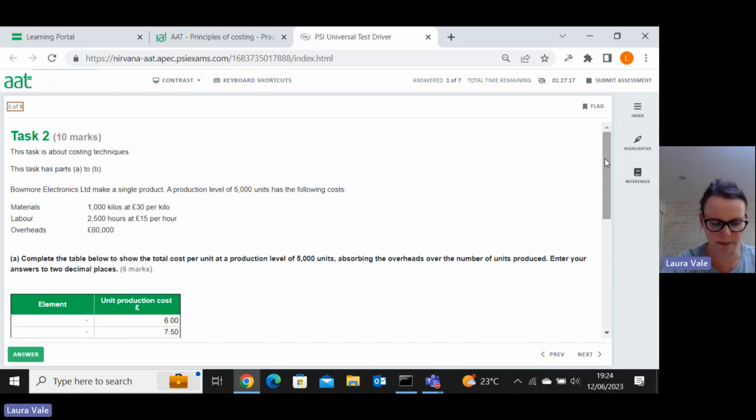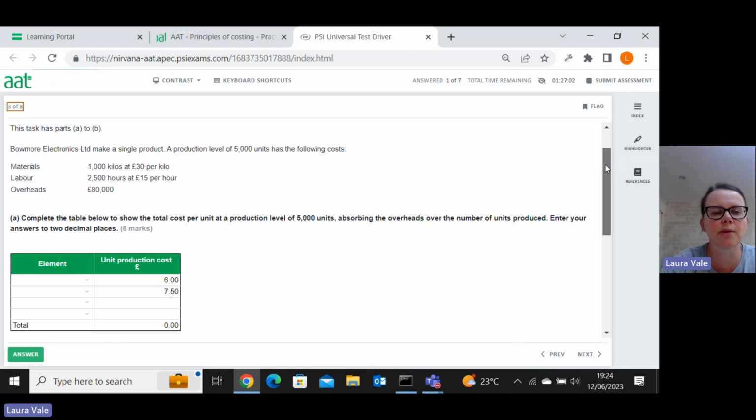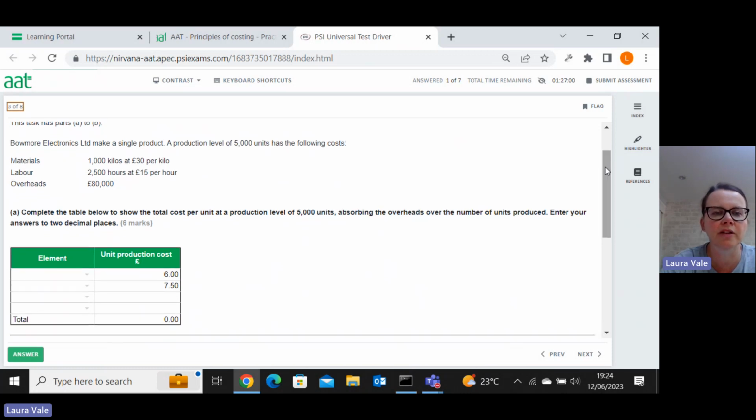We're on to task number 2, 10 marks. This task is about costing techniques. So Bowmore Electronics Limited make a single product. A production level of 5,000 units has the following costs. So this is to make 5,000 units. Complete the table below to show the total cost per unit at a production level of 5,000.